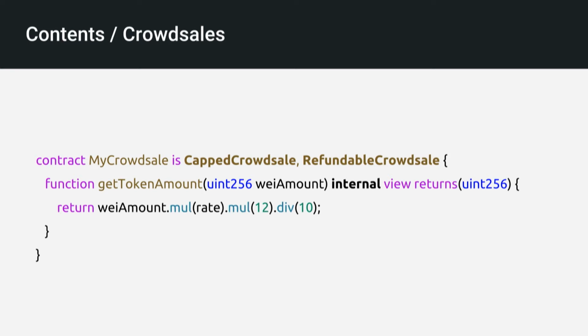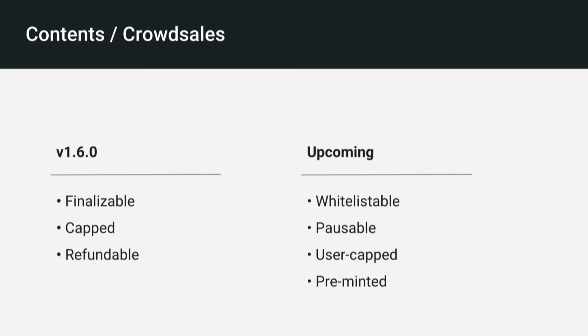Also, you can extend from some crowd sale flavors that are already implemented, such as capped crowd sale or refundable crowd sale. We have capped, refundable, and finalizable. The first of them allows you to execute custom functionality when the crowd sale ends, such as minting tokens for a team or foundation. A capped crowd sale basically stops as soon as a certain amount of Ether has been collected. And the refundable crowd sale allows you to define a minimum goal so that if it's not reached, all investors can actually claim their Ether back.